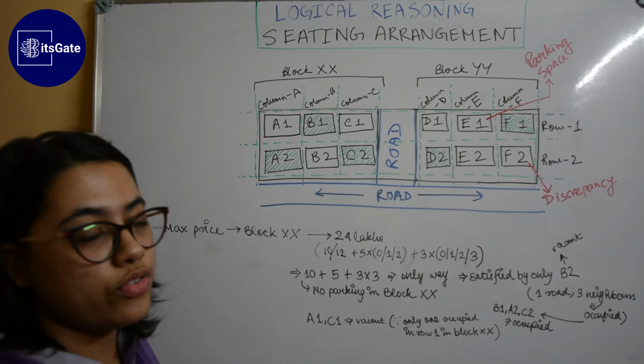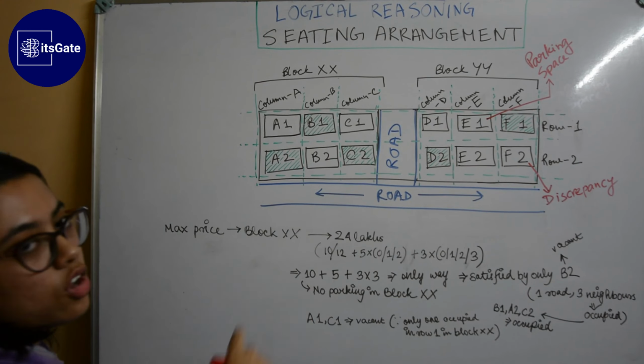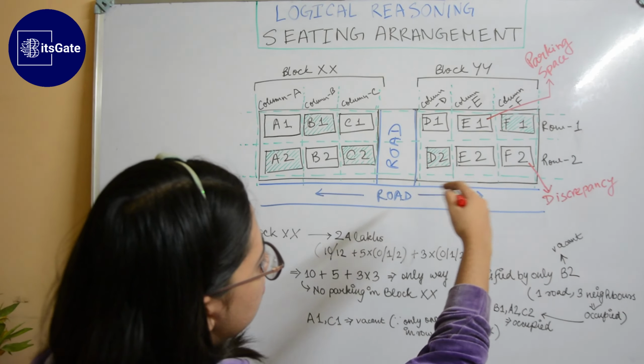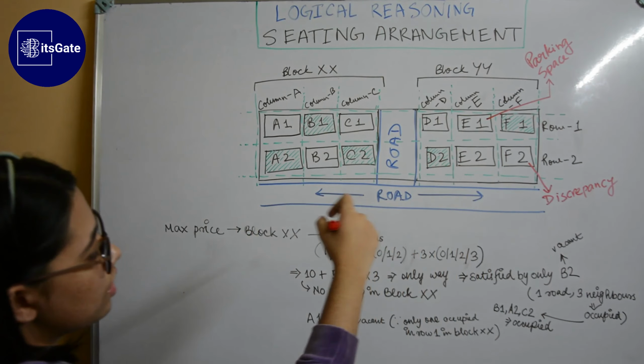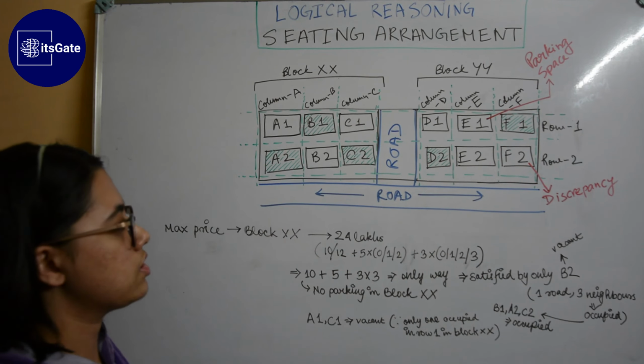So now let's move to the solution. In block XX, the ones which I have shaded you can see are the occupied houses, and in block YY also the ones I have shaded are occupied houses, and the ones which I have not shaded are the vacant houses. That will be the final answer which I am now going to explain.